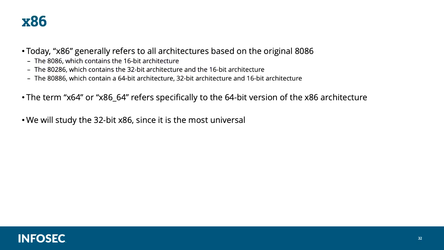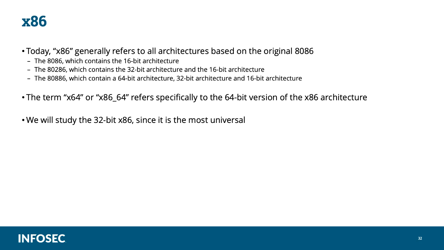Now, the term x86 itself generally refers to all architectures based off of the original 8086 architecture. That means the 8086 16-bit, the 8286 32-bit, and the 8886 64-bit version of the architecture are all collectively referred to as x86. Now, you'll sometimes see the term x64 or x86_64, which specifically refers to the 64-bit version of x86.